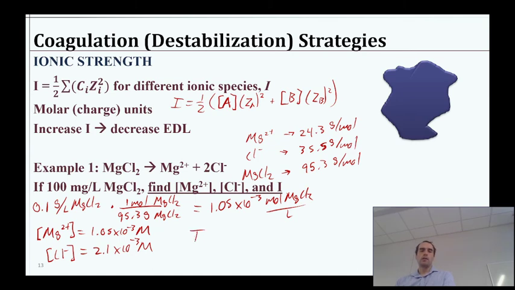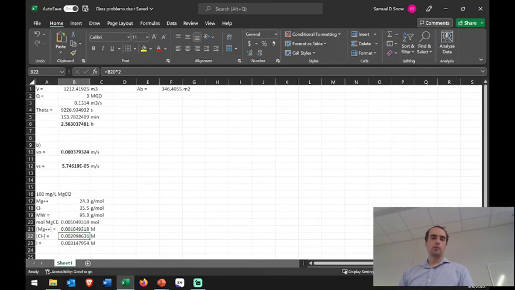So that gives us a way to find our ionic strength, which is then 1/2 times this 1.05 times 10 to the minus third times essentially 2 squared plus 2.1 times 10 to the minus third times 1, so I'm just going to leave it like that. I guess for the sake of clarity, maybe I'll go ahead and write it. Okay. So then our ionic strength is equal to 0.00314.